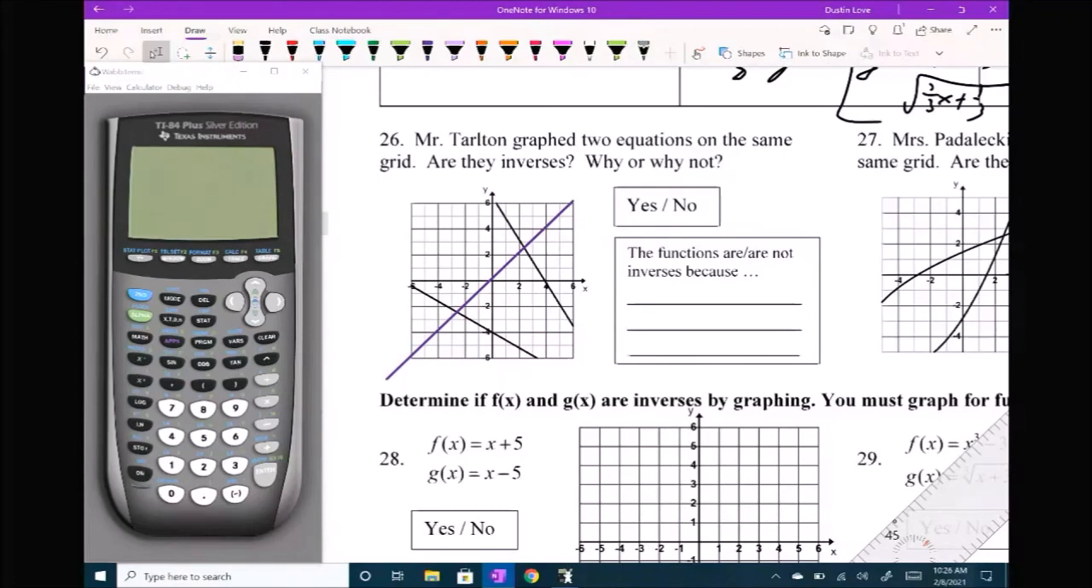Well, definitely not. It would be a reflection if we went the other direction, but that's not what we're doing. We're going to y equals x. So no, because it is not a reflection over y equals x.